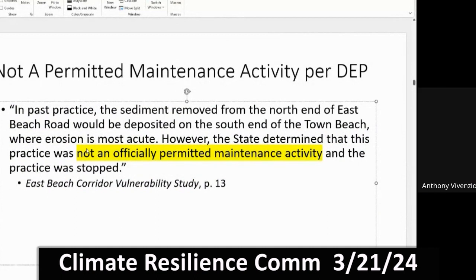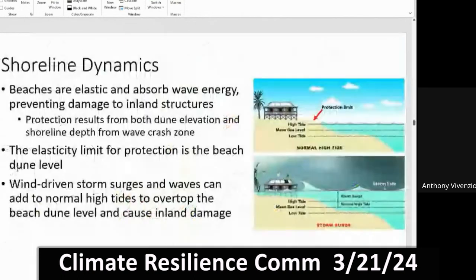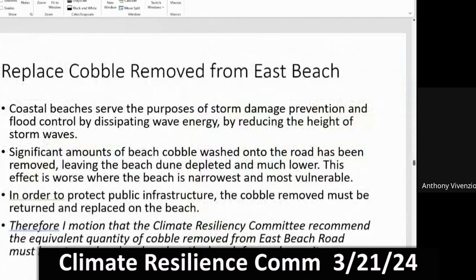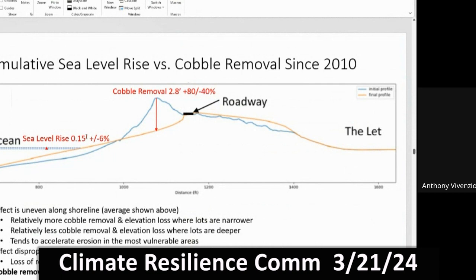So it appears the state has already determined that was not a permitted maintenance activity, implying, based on the Wetlands Protection Act, that the material should remain on the beach because it's presumed under the act to be protective. And the other point to make is, this picture says it all in terms of why it's imperative. That roadway is now very exposed, and the recent small scale storms proved it. So this is an imperative that we have to deal with immediately, unless we want the road to be constantly washed out by small scale storms. So we're remediating a situation that has occurred relatively recently that we have the ability to remediate.